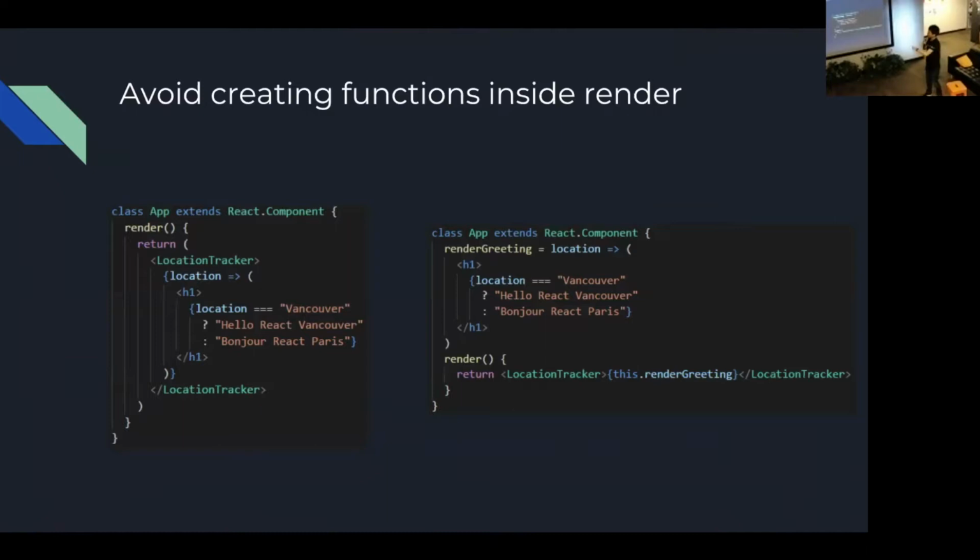So what's the difference is that on the left side, you're creating this anonymous function that returns that H1 every single time you render. But then on the right side, I only do that once. And then when I do this render greeting, I'm only referencing that member function. So I only initialize that function once. You might think, oh, I don't think that's a big difference. Like creating the function is pretty quick, right?